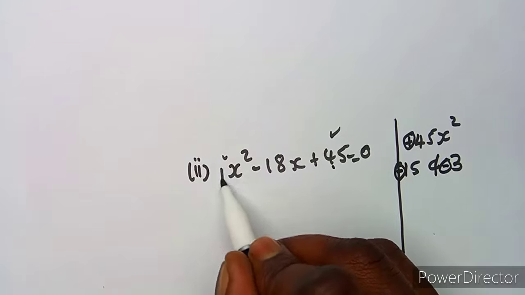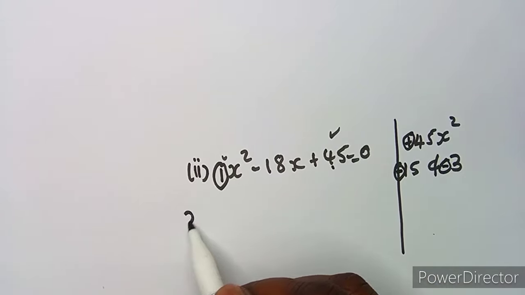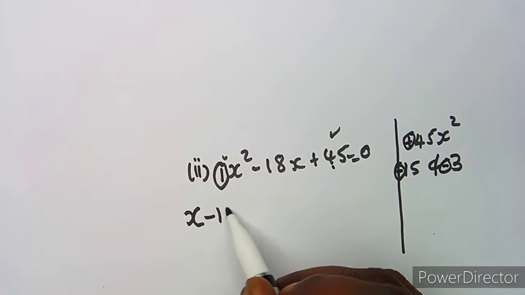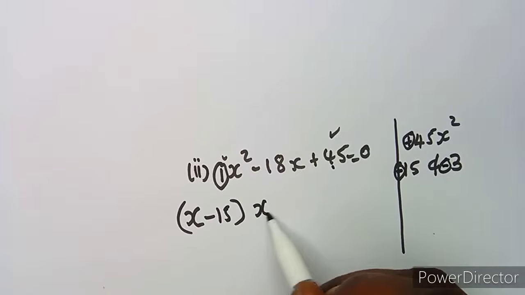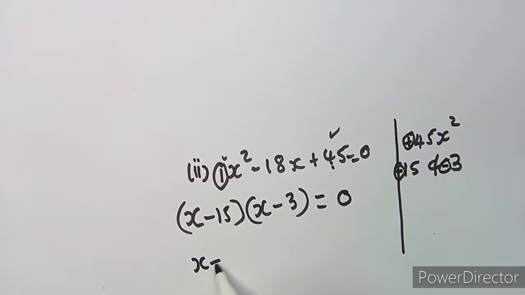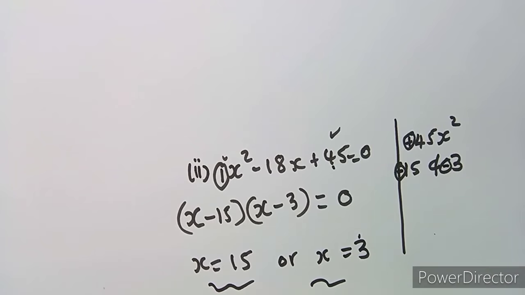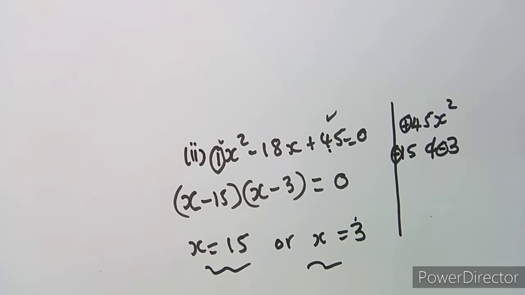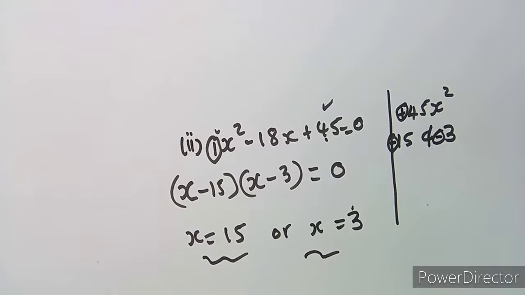So in this case, remember the coefficient of x squared is 1. So I can just have two brackets, x minus 15 and another bracket, x minus 3, being equated to 0. So x is equivalent to minus 15 to the other side, that's going to be a plus, or x minus 3 to that side is going to be a plus 3. So as you can see, these are the possible values of x, which is going to give us 15 or 3.